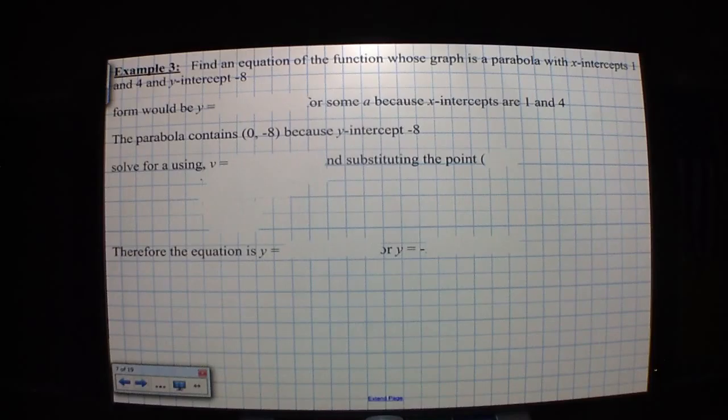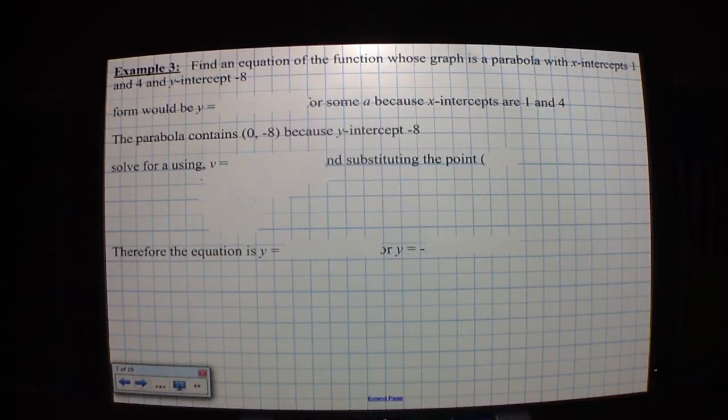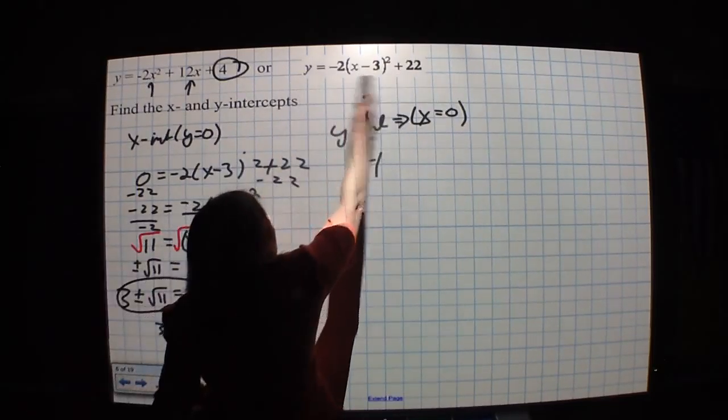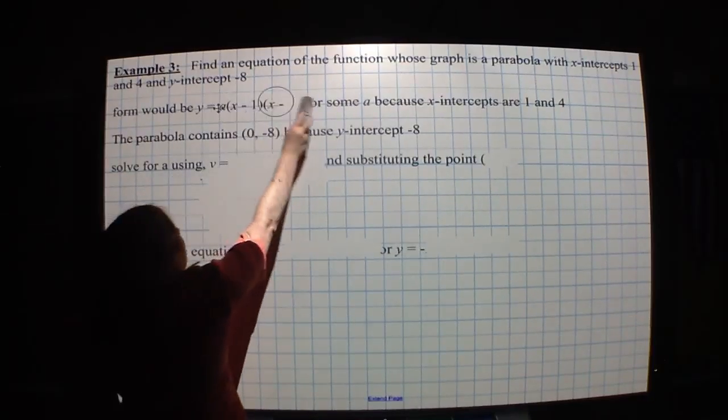Find the equation of a function whose graph is a parabola with x-intercepts 1 and 4 and y-intercept -8. Okay, so I know the x-intercepts are 1 and 4, and the y-intercept is -8. I would not put it in a format like that. I would put it in a factored format.